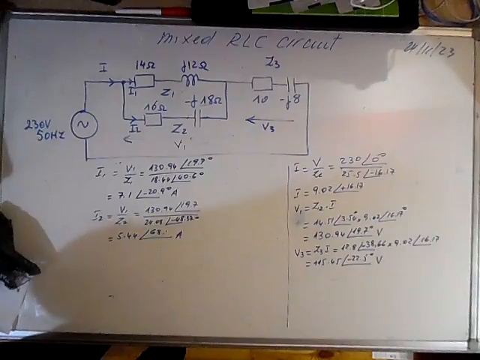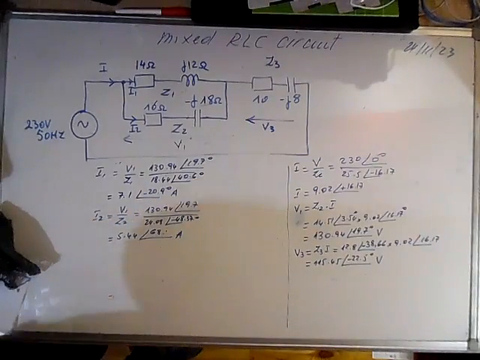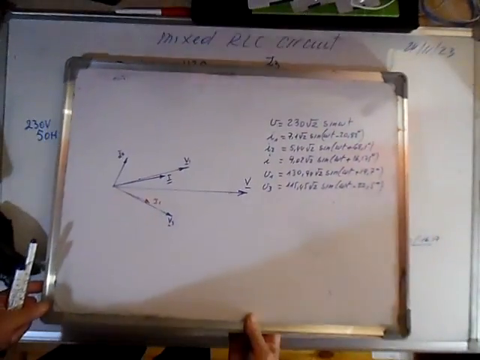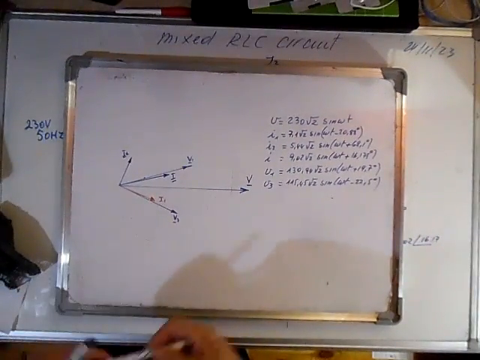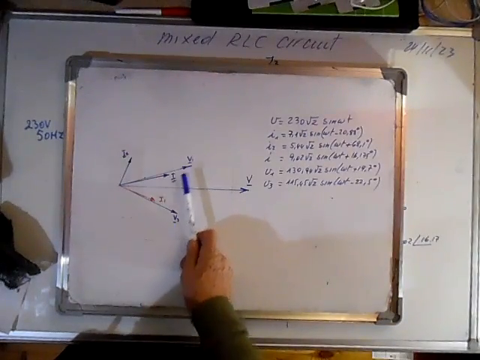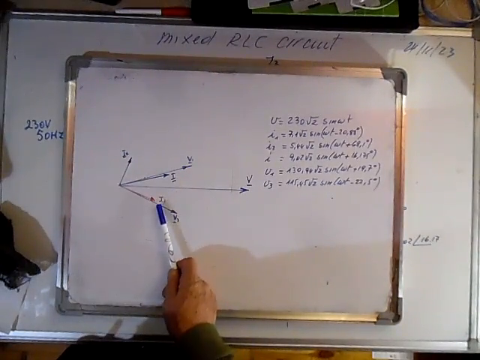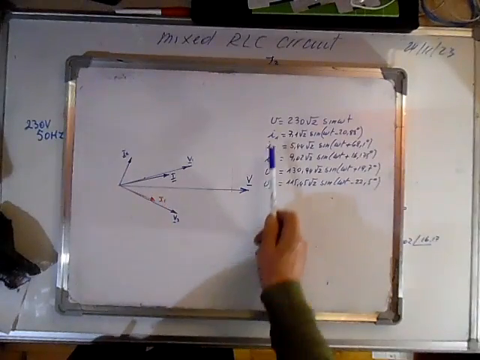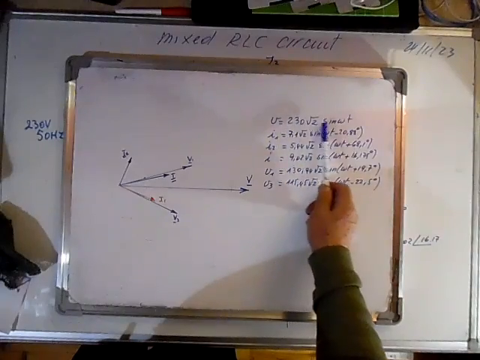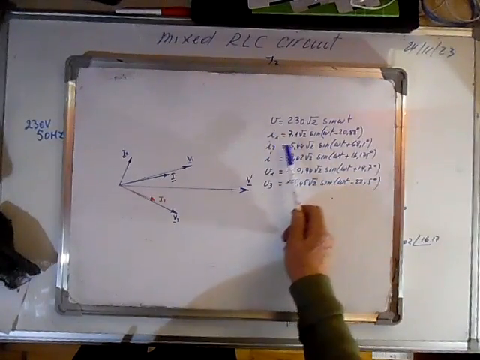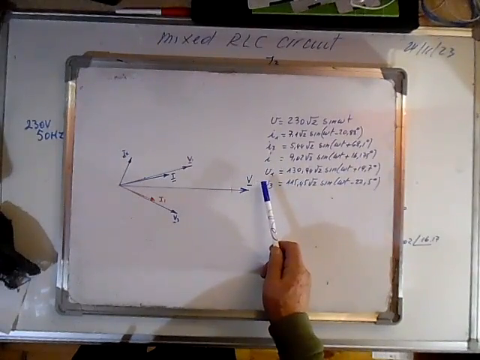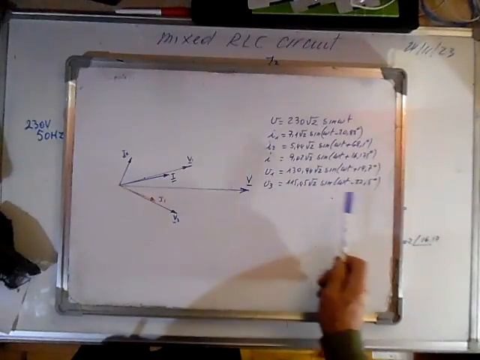I can draw the vector diagram of all of these and the instantaneous values. This is the main voltage V, V3, V1, the main current I, I1, I2, and these are the instantaneous values: V, I1, I2, I the main current, V1, and V3.